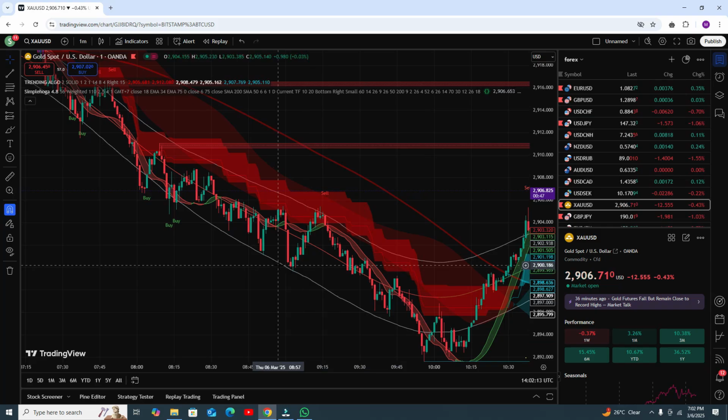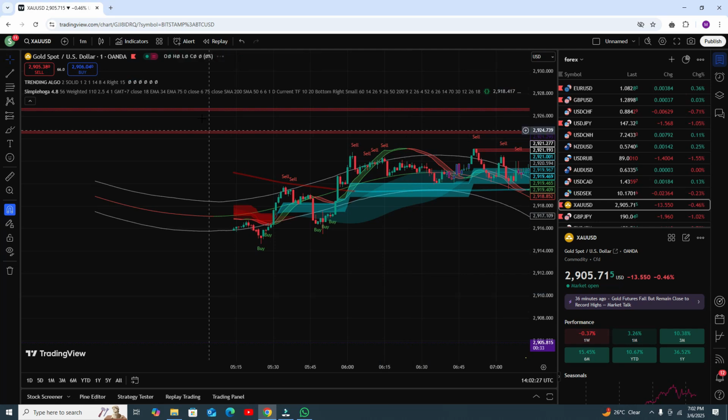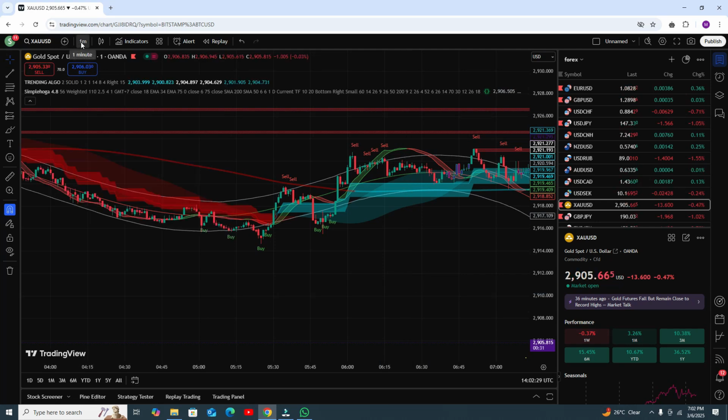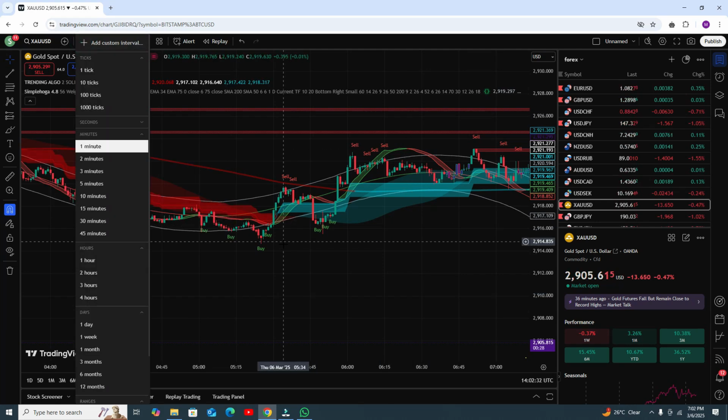Okay, you need to target the lower band line and open your sell position and target the lower band line like this one. You need to book your profit here. Okay, that is actually easy now. Now let's see the results in other time frames, like the 5 minute time frame. Okay, now this one.